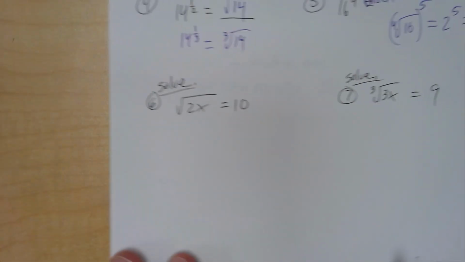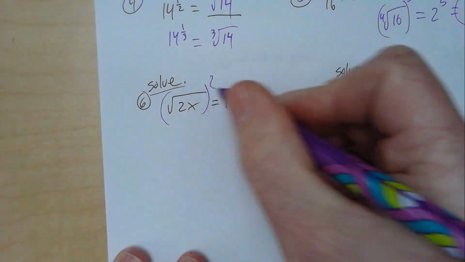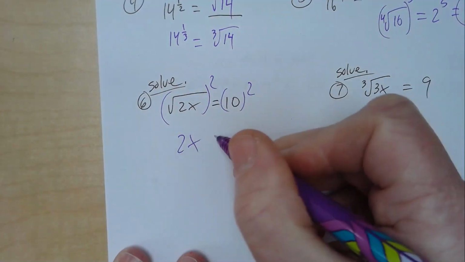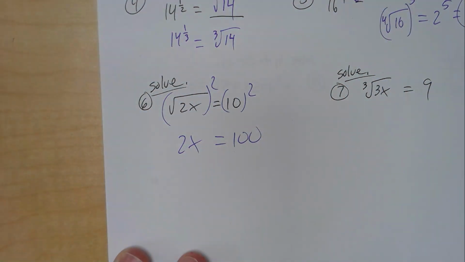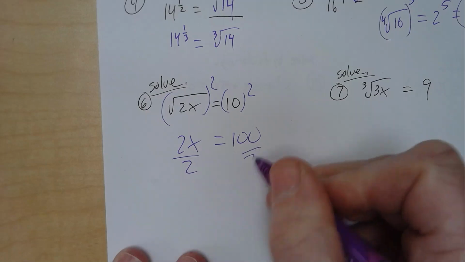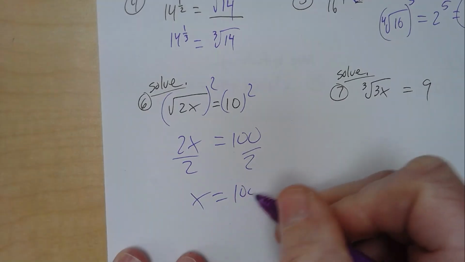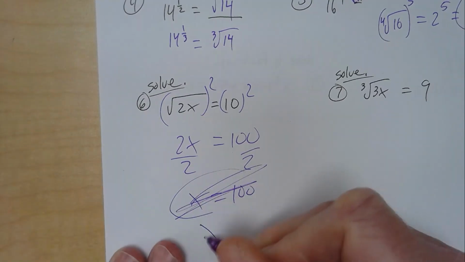The opposite of square rooting is to square. So I square each side. I get 2x is equal to 100. When you square a square root, it cancels out. It's the opposite. When you solve equations, you always do the opposite. Divide by 2, x is equal to... not 100. X is equal to 50.